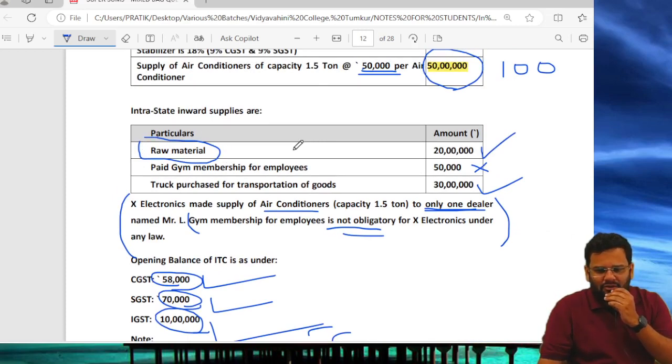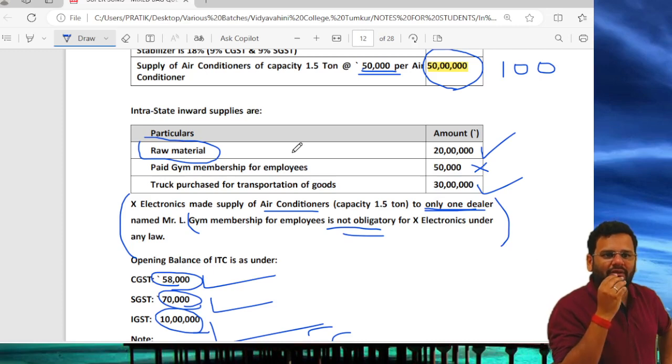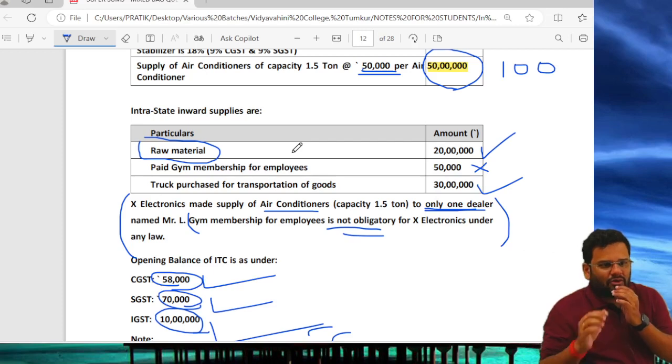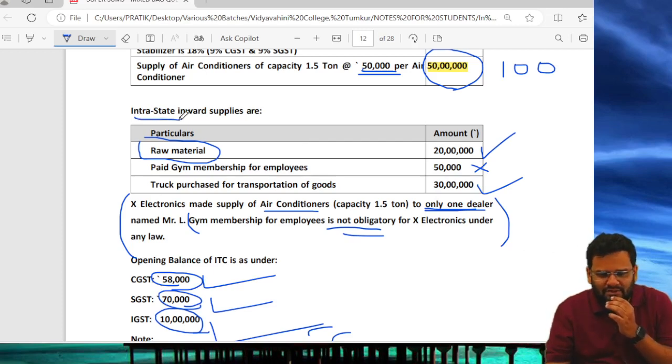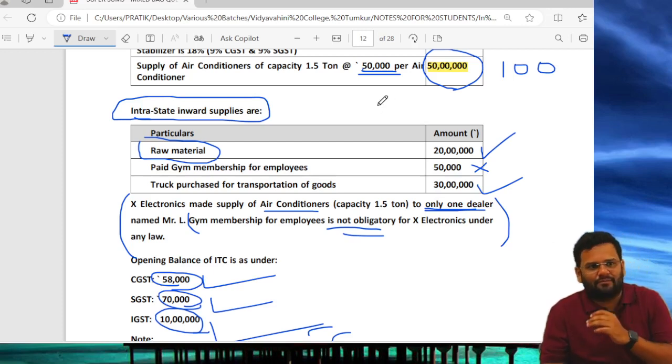Next line, add ITC on raw material. Next line, open the bracket, show the working. 20 lakhs into 9% each. Because raw material is intrastate inward supply. That's why 9% each. So is it 1,80,000? 1,80,000 and dash.